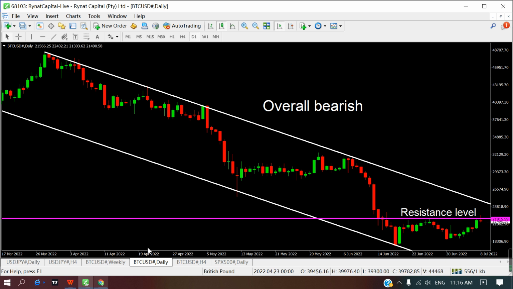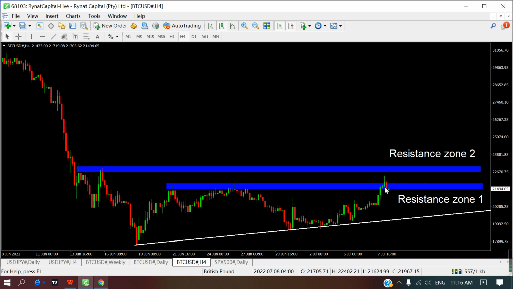So for now, it's better to make sure in the 4 hour chart whether the price will be supported and continue to go up, or break downward. Okay, this is our prediction and analysis for Bitcoin and USDJPY.